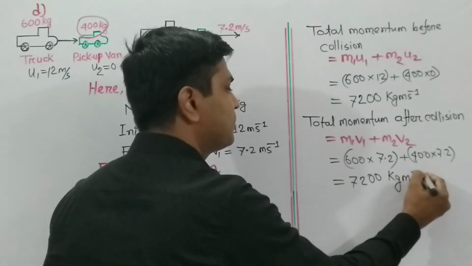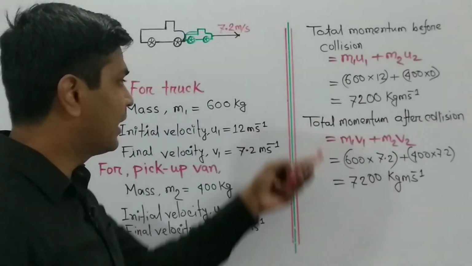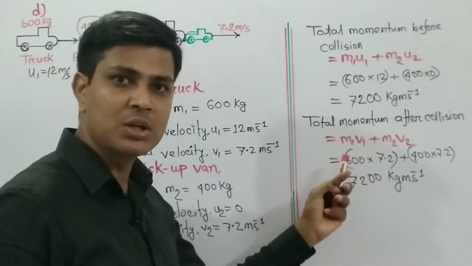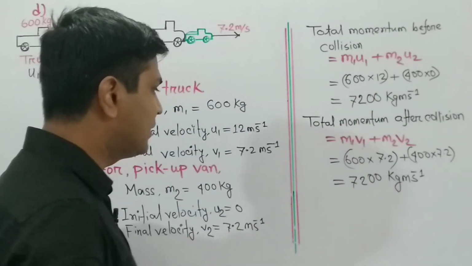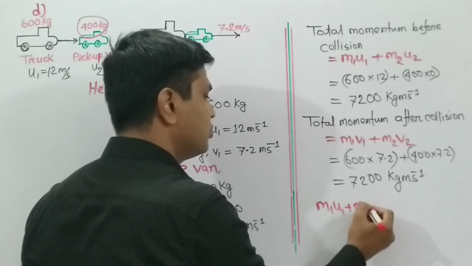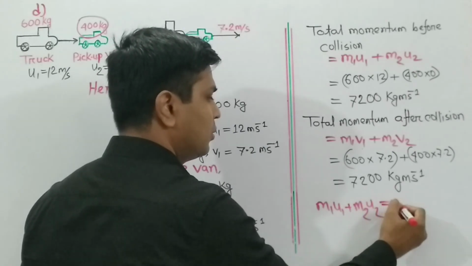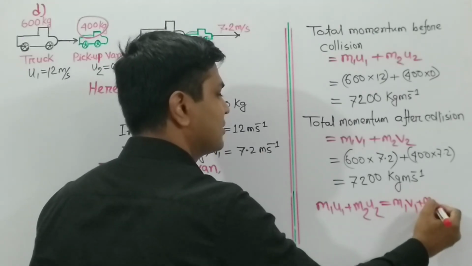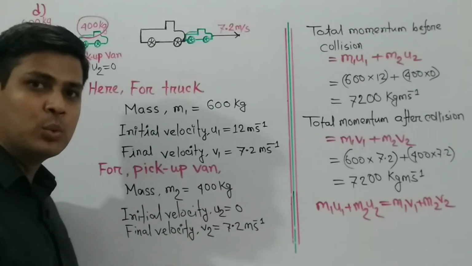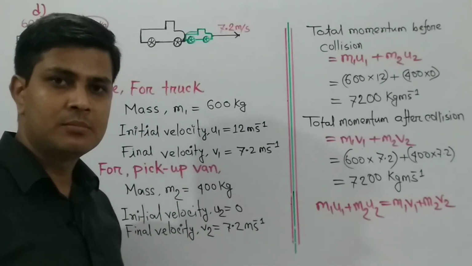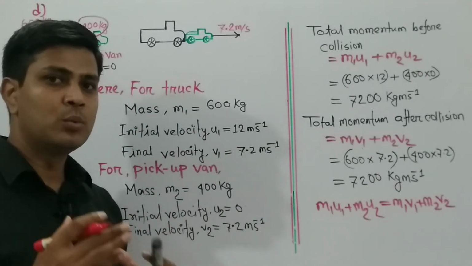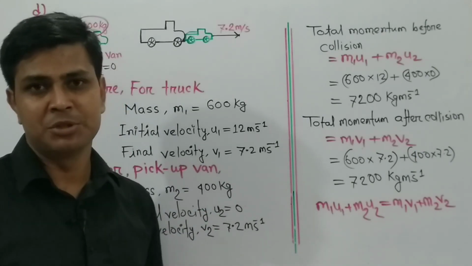From the above calculation, we can see the total momentum before collision and the total momentum after collision are equal. So we can write here m1 u1 plus m2 u2 equals m1 v1 plus m2 v2. That means the above phenomenon mentioned in the stem supports the principle of conservation of momentum.